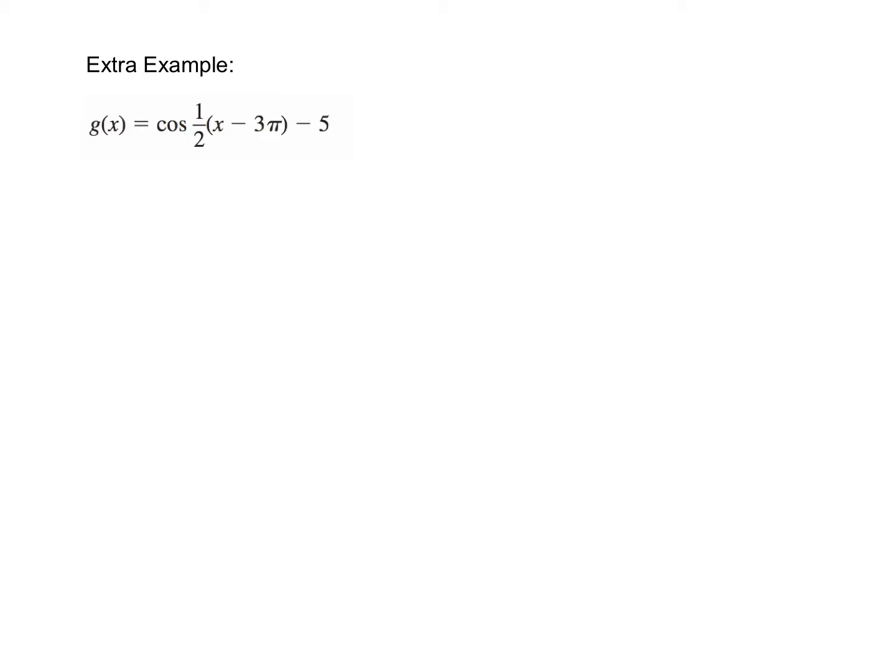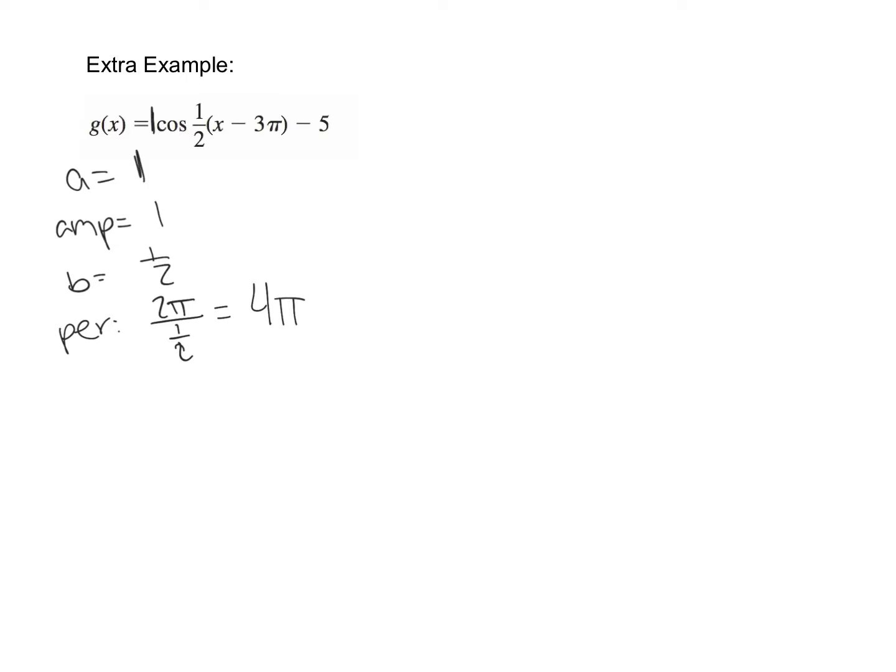Here's your last example before the homework. So what we're going to do, label as always. Our A value, we don't see anything there. That's 1, which means our amplitude is 1. Our B is 1/2, which means our period is 2 pi over 1/2, which is 4 pi.